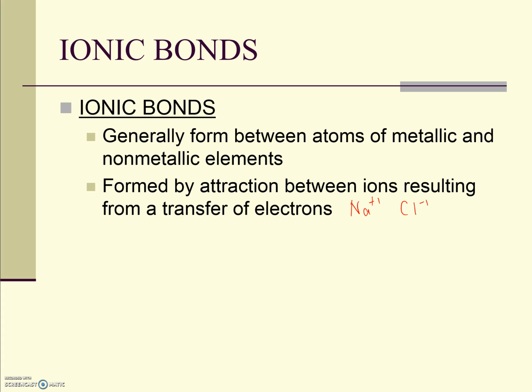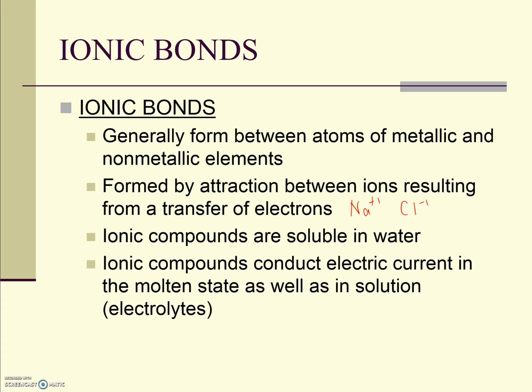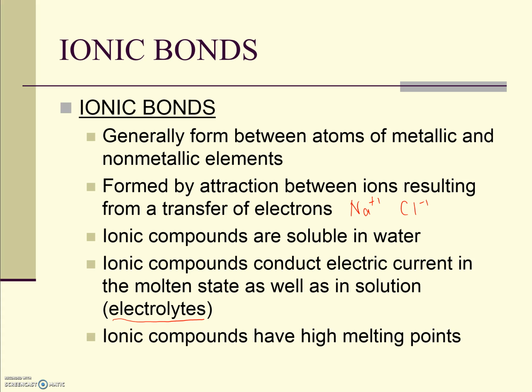That's an actual transfer of electrons. They are soluble in water, and they conduct electric current in the molten state as well as in solution. The word for conducting electric current in solution is electrolytes, and that's a vocab word that you're going to need to know for this unit. And ionic compounds also have high melting points. So these are all of our properties of ionic bonds.